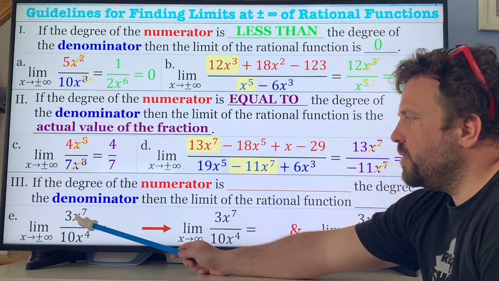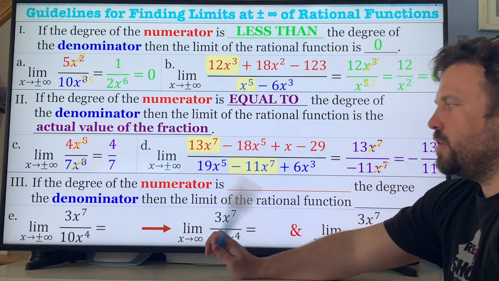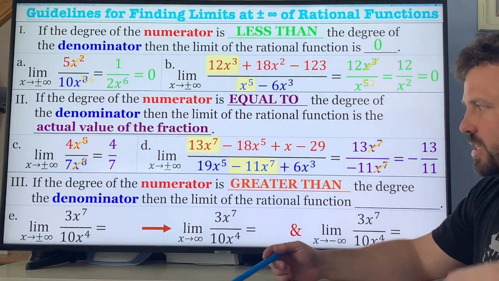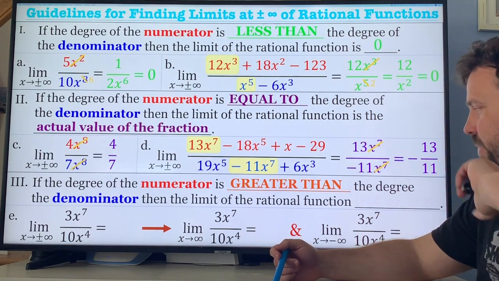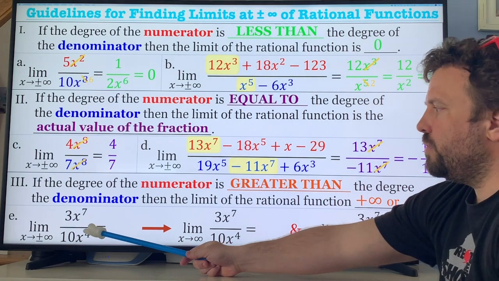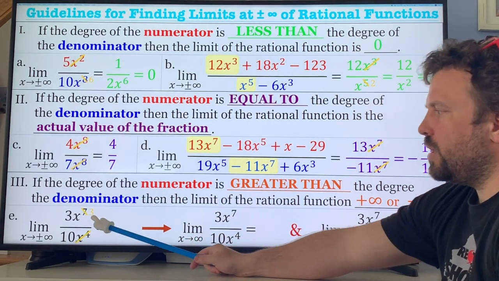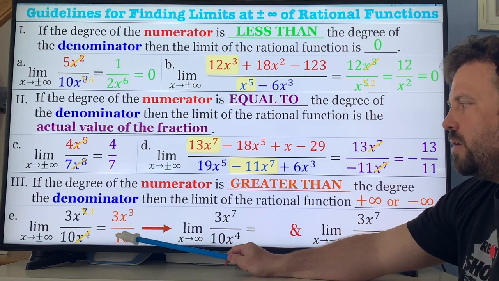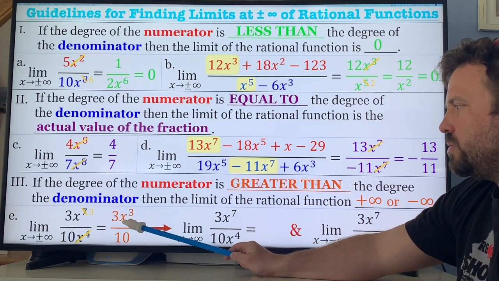Now the degree of the numerator is what? What's 7 compared to 4? It's greater than the degree of the denominator. The limit of the rational function is, as we said before, positive or negative infinity. Reduce. You're left with 3x to the 3rd over 10. The numbers don't matter because they're both positive. So we have x to the 3rd.